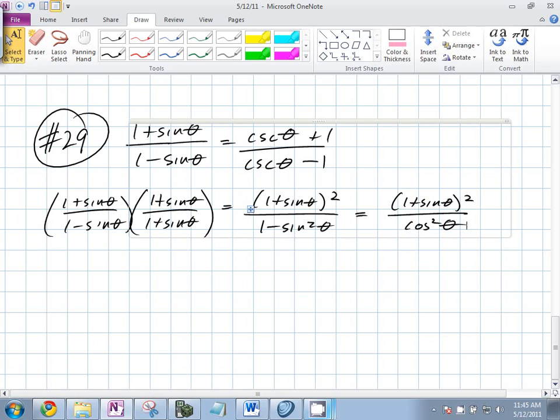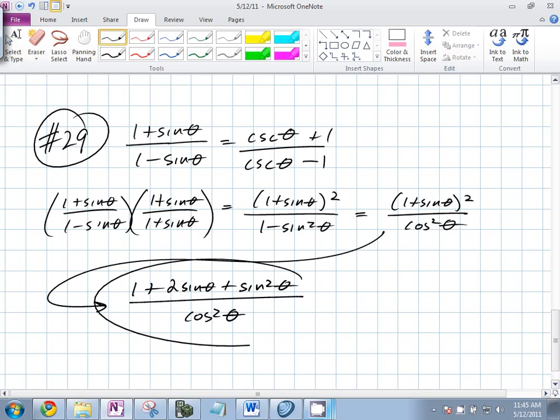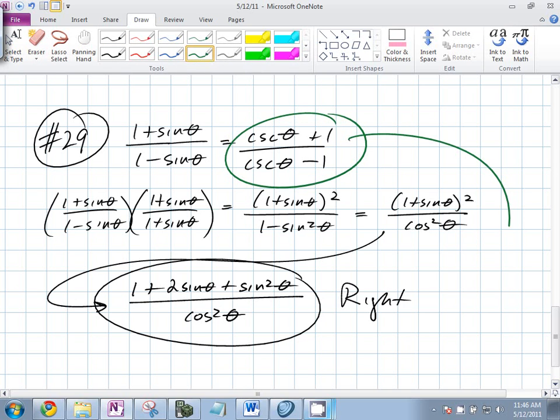Okay. Fun stuff. What's our only real option at this point? What do we have to do? Let's distribute. 1 plus 2 sine theta plus sine squared theta all over cosine squared theta. So that's the left side. And at this point, does it look like there's much we can do? Not really. So what do you want to do now? Let's work on the right side and see what happens. What should I do to the right-hand side?